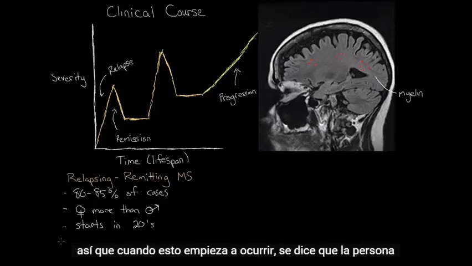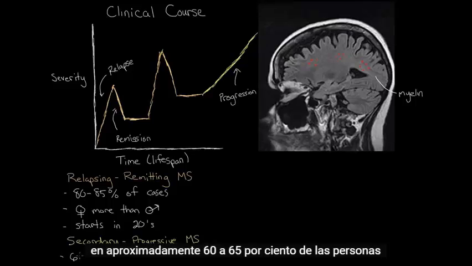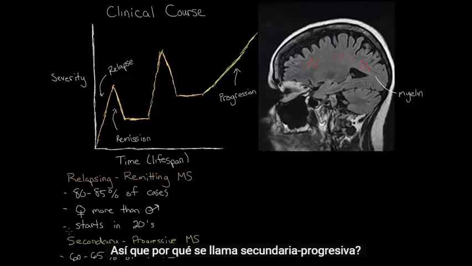So when this starts to happen, we say that the person has entered secondary progressive multiple sclerosis. And like I mentioned earlier, this usually happens in about 60 to 65% of the people who had relapsing, remitting multiple sclerosis. So why is it called secondary progressive?